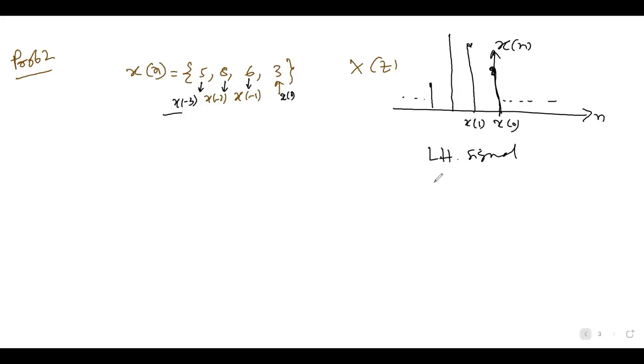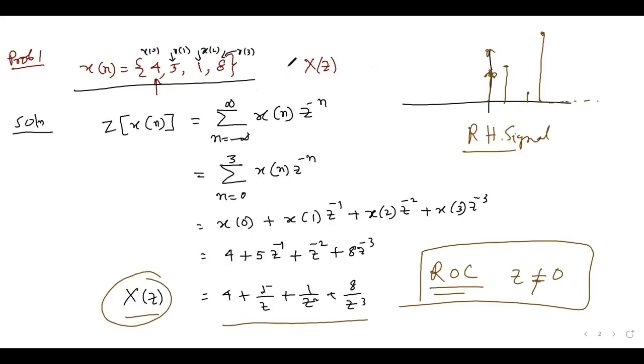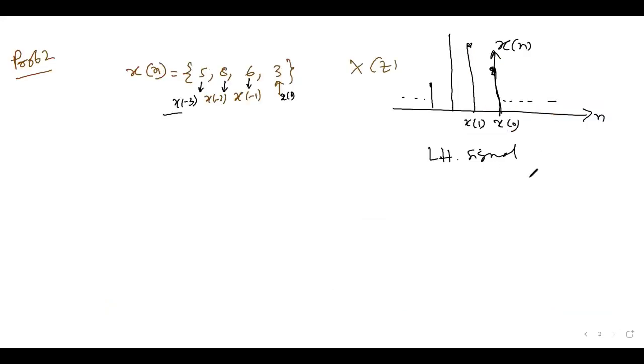Because the previous one was right hand, it is on the right side of the origin, the samples are at the origin's right hand side. This is a right hand finite signal, and this is a left hand finite signal. So let us find its z transform. What will happen then? Very easy. So what will be the z transform of xn?